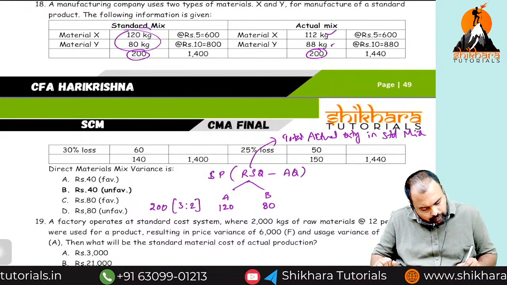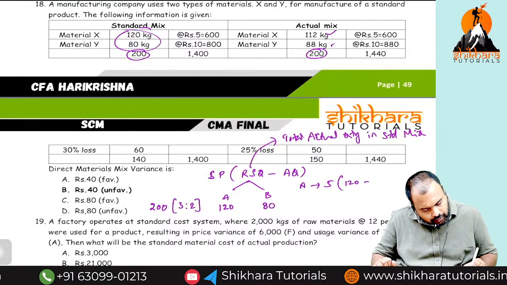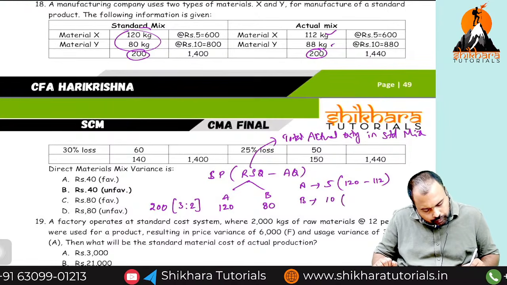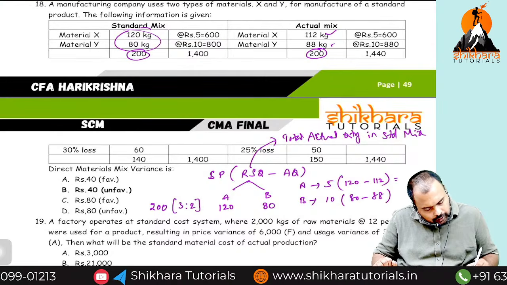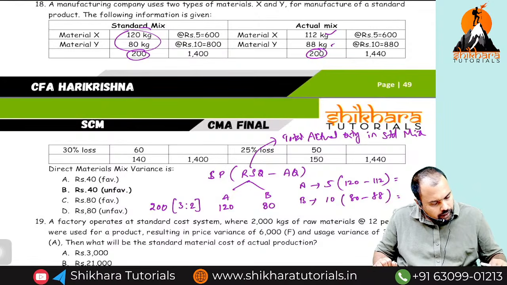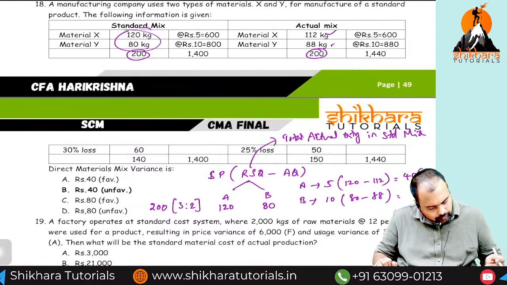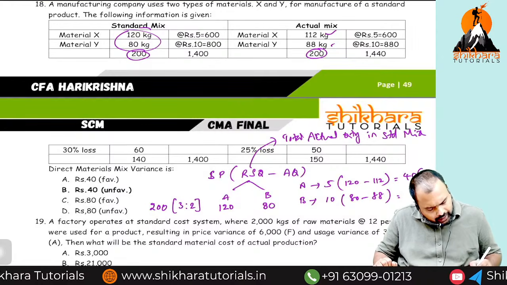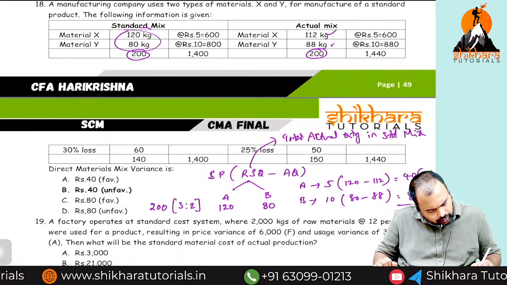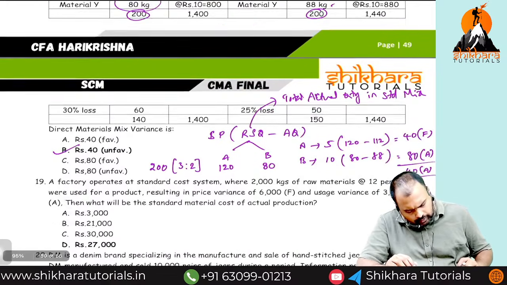Then what is SP? For A, SP is 5. So 5 into RSQ 120 minus 112. And for B, SP is 10. So 10 into 80 minus 88. So this has to be the answer. 120 minus 112 into 5 is 40 favorable. Okay, anyhow 80 minus 88, right? So 80 adverse. Net impact is 40 adverse. So 40 adverse has to be your answer here. Okay, next.